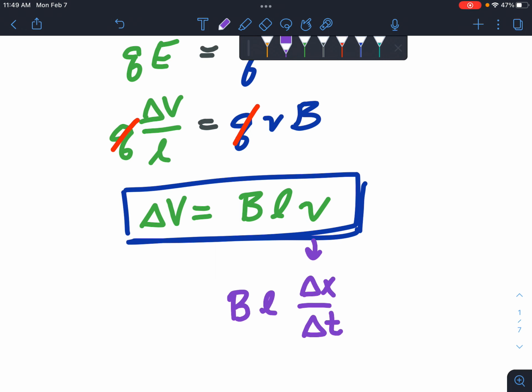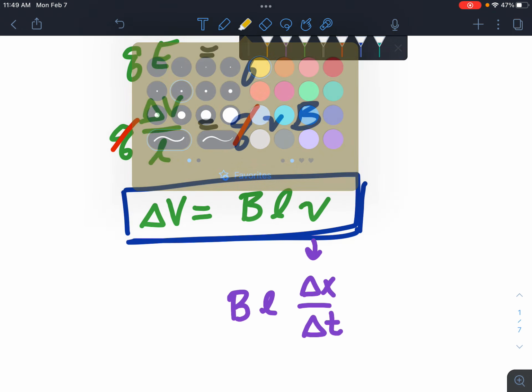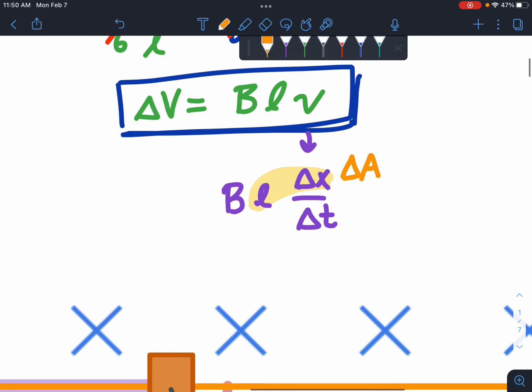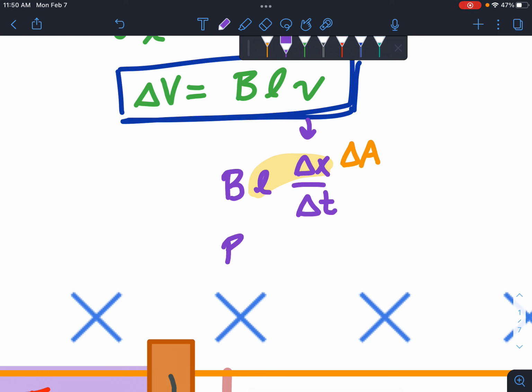B times L times delta X over delta T. And if I take a look, my L times delta X, that's going to be a change in my area, isn't it? Some length, height, multiplied by some horizontal movement, delta X, that's a change in the area. How big did my area get? Well, it's my horizontal displacement multiplied by my vertical length. And so then this becomes B times the change in area all over the change in time.